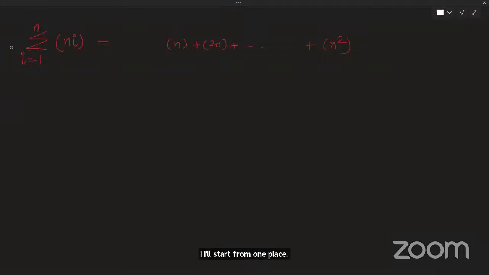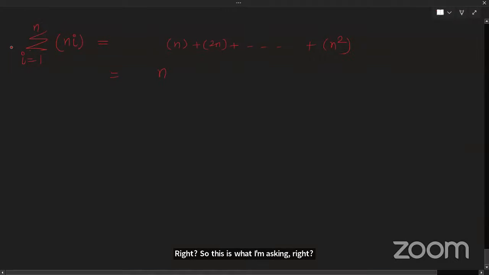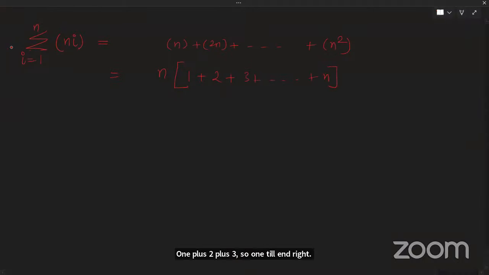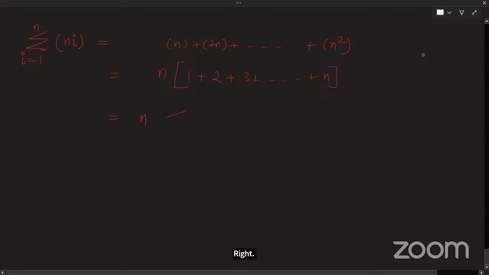Right? So in this thing, can I take out n from here? It is 1 plus 2 plus 3, and so on till n, right? So in other words, this can also be written as n times sigma i from i equal to 1 to n of i, right?